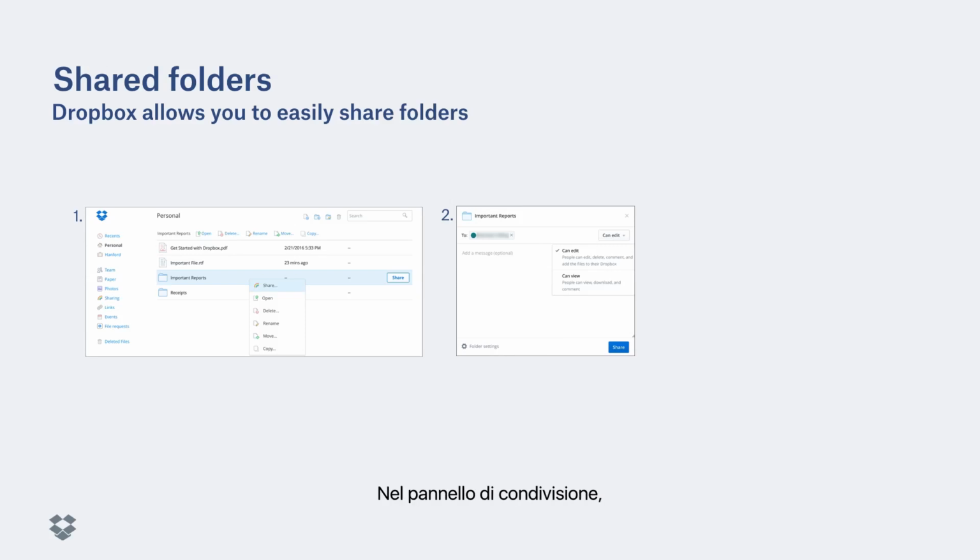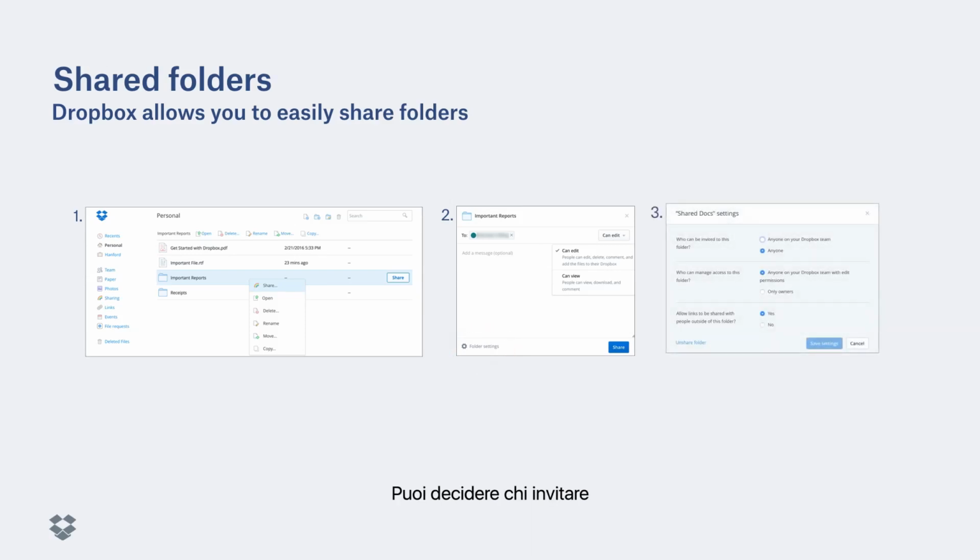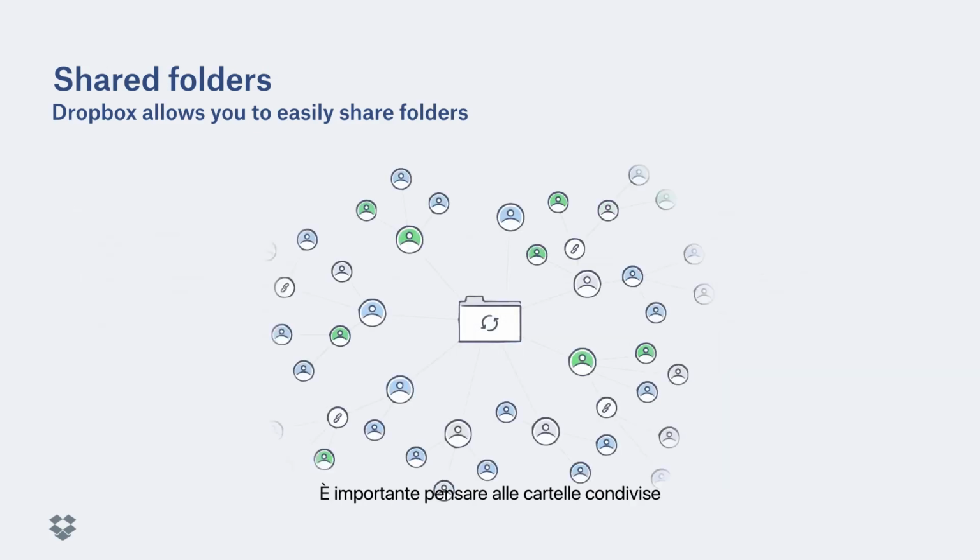In the sharing pane, click the folder settings link in the bottom left corner. You can decide who can be invited to this folder, who can manage membership, and if links can be shared with people outside the folder. If you don't want to make any changes to these settings, click the Cancel button. If you'd like to change a shared folder back to a private folder, click the Unshare Folder link in the bottom left corner.